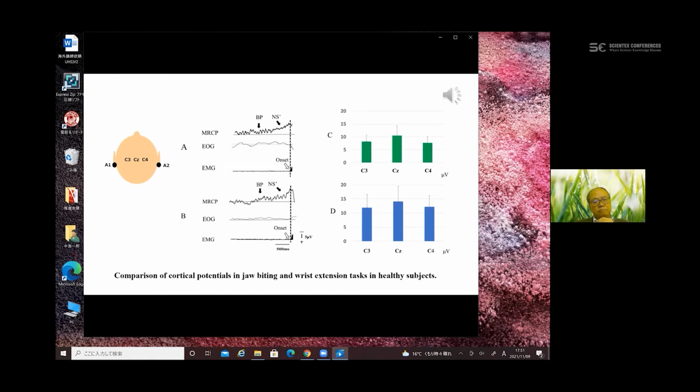Panel C and D indicate mean peak amplitudes values of the MRCPs for wrist extension and for jaw-biting tasks, respectively. The MRCP amplitude was significantly higher in the jaw-biting task than in the wrist dorsiflexion movement task. The MRCP recorded at CZ tended to be a large amplitude in both tasks, and was clear to distinguish 2 main components.